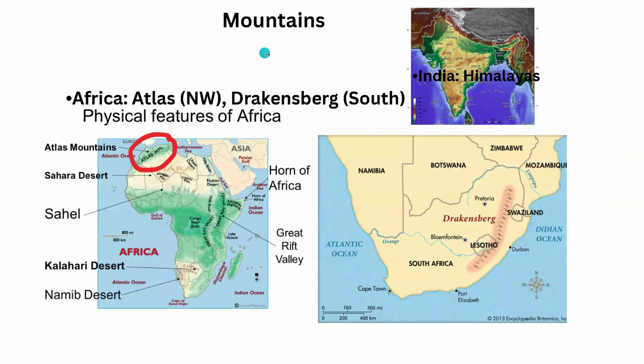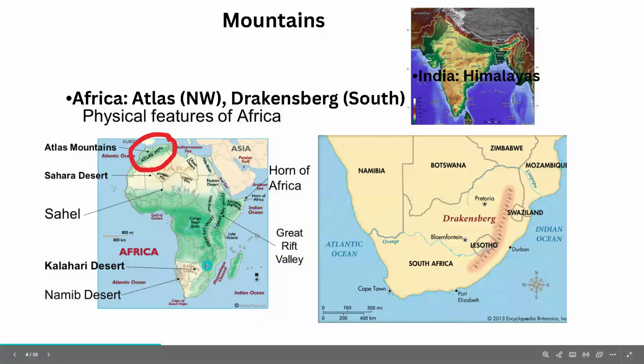Next, mountains. What are the mountains that are existing? Common. How can you remember? You know the Himalayas. They are in the northern part of India. So for Africa, you will find the Atlas Mountains in the northwest, then Drakensberg in the south. Drakensberg Mountain, here you can see, in the south here.